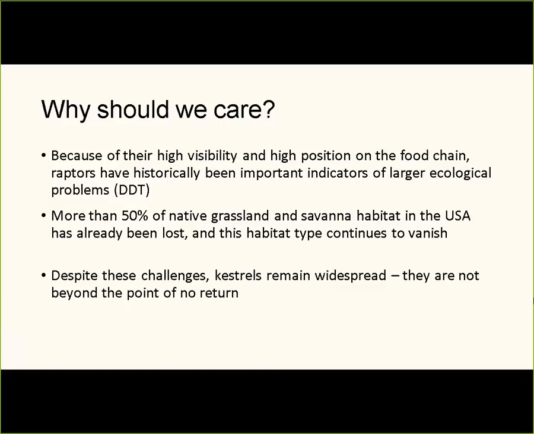And yet, despite all of these challenges, kestrels remain widespread. They're not past the point of no return. They still occupy a really broad distribution. They're still common enough that we can hopefully do something about it. They're not one of those species that's basically going to be living entirely on the charity of humans because if we stopped helping them, they would disappear in 5 years. And there are some endangered species where, unfortunately, that is the case. But this is a bird where we might have the opportunity to intervene before things get to the crisis point.